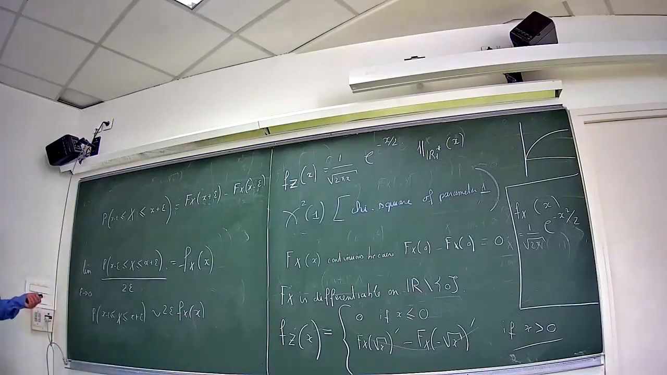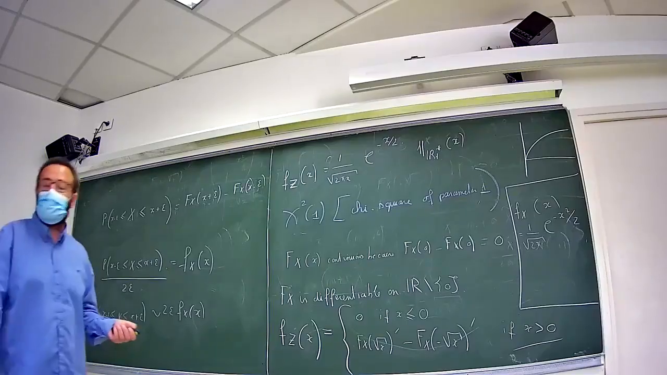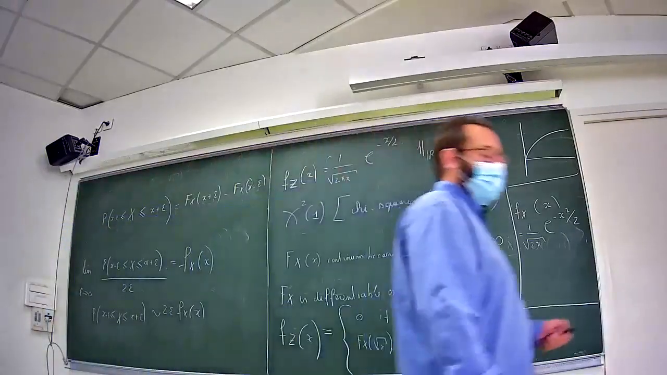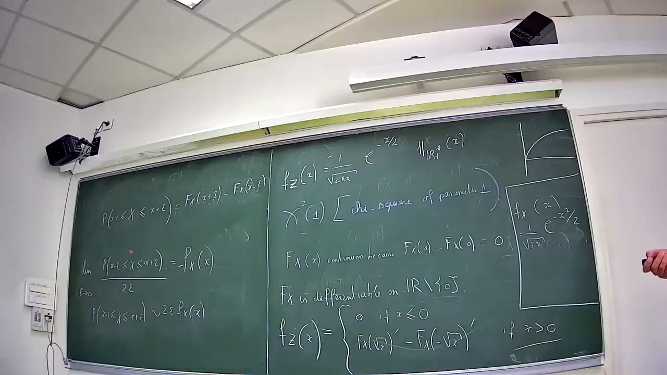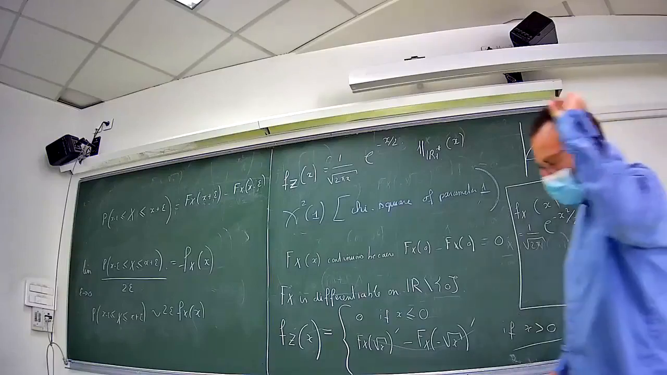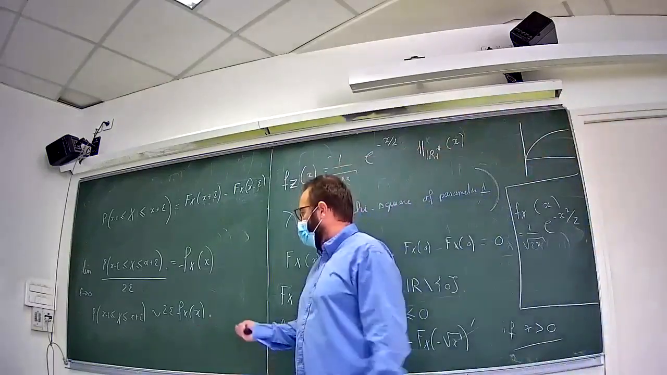What I have said here, in fact, is just the fact that the density function is the derivative of the distribution function. But intuitively, it's this one. You are interested in this kind of probability and the behavior of this kind of probability when epsilon tends toward 0, and then you have this.